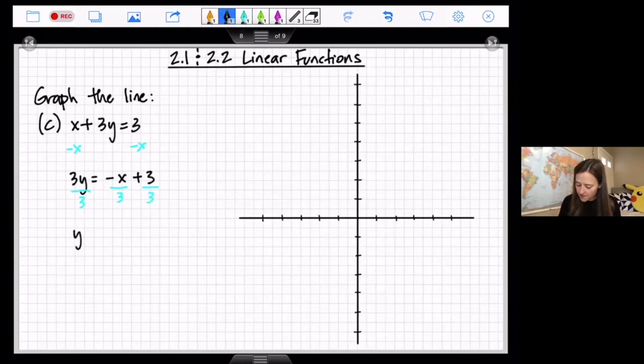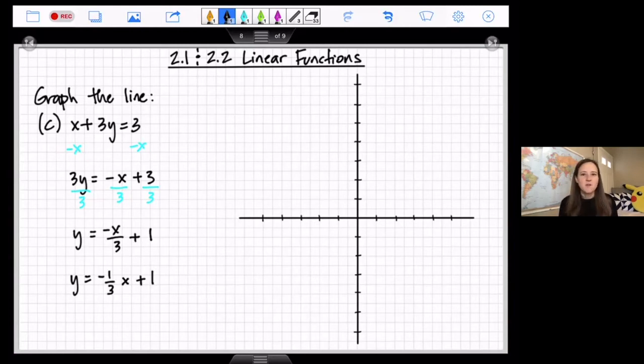And I get y is equal to -x over 3. I'm going to rewrite that to make the slope easier to think about in just a second. And then I get a plus 1. All right, so I'm going to rewrite that -x over 3 as -1/3 times x. That makes the slope a little easier to think about.